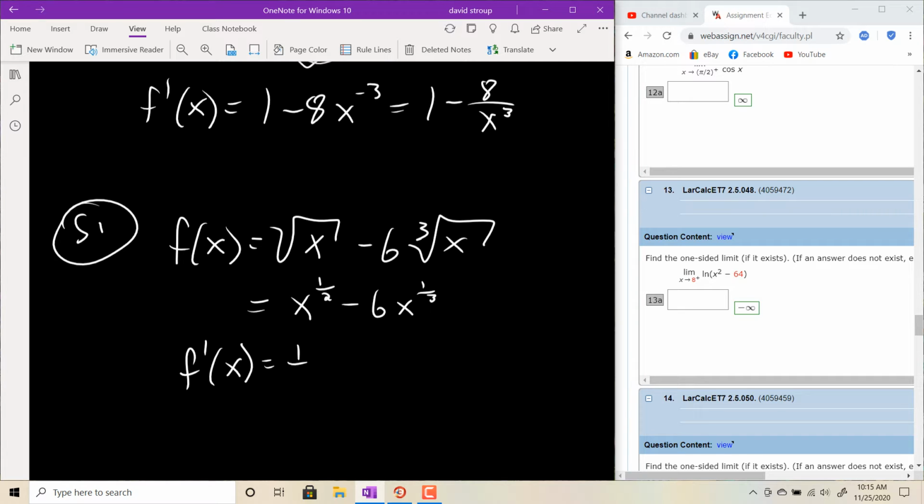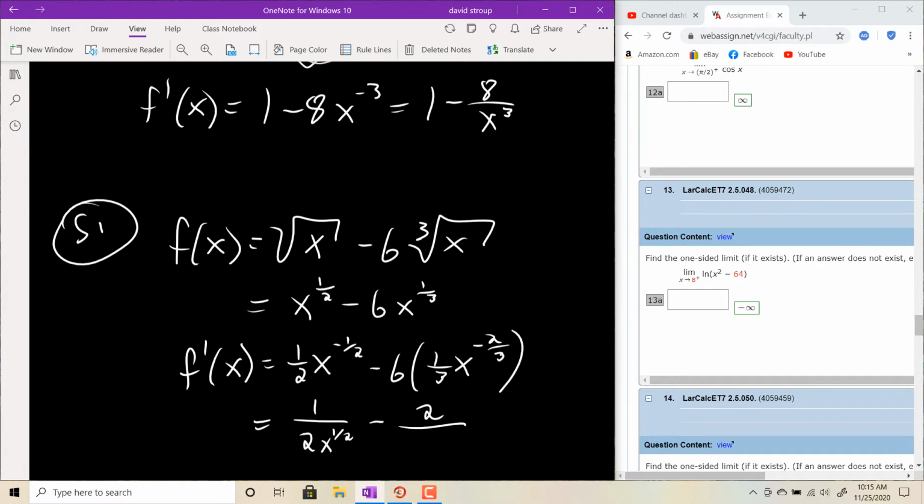So this would be 1/2 x to the negative 1/2 minus 6 times 1/3 x to the negative 2/3. And then you could simplify to 1 all over 2 root x if you want, or just x to the 1/2, minus 2 all over x to the 2/3. Okay, so problems like that are fair game.